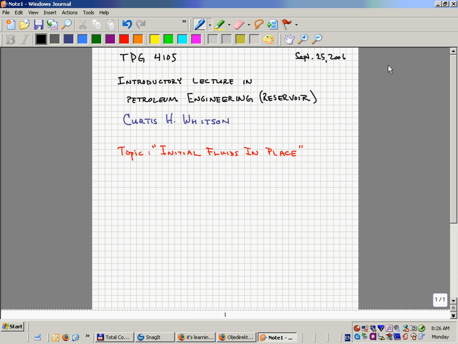Now, we're going to look at a very simple equation to begin with this morning, and that equation is going to consist of a number of different topics.